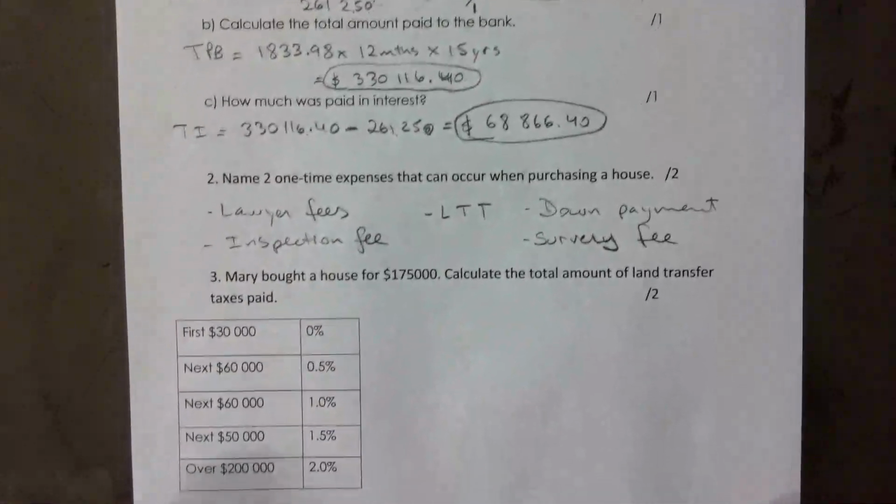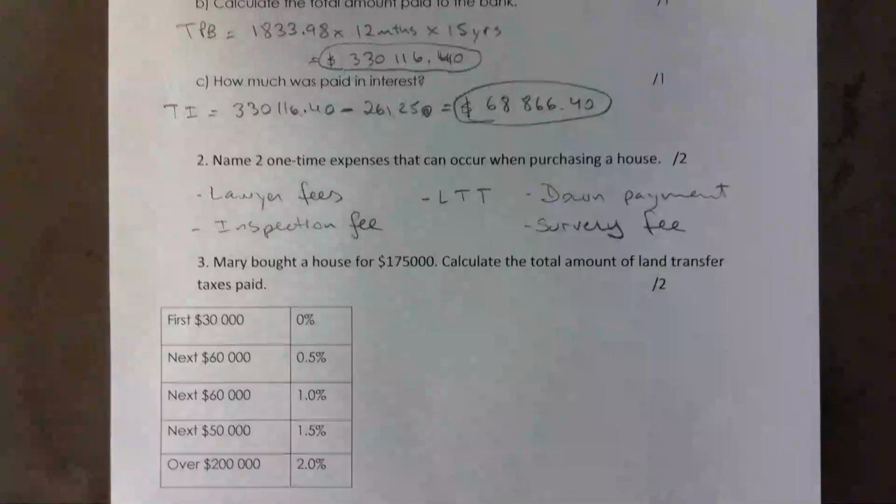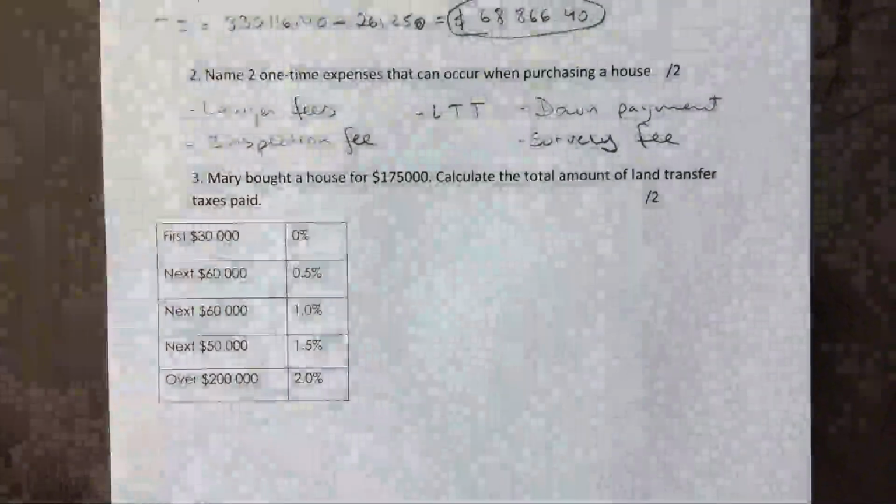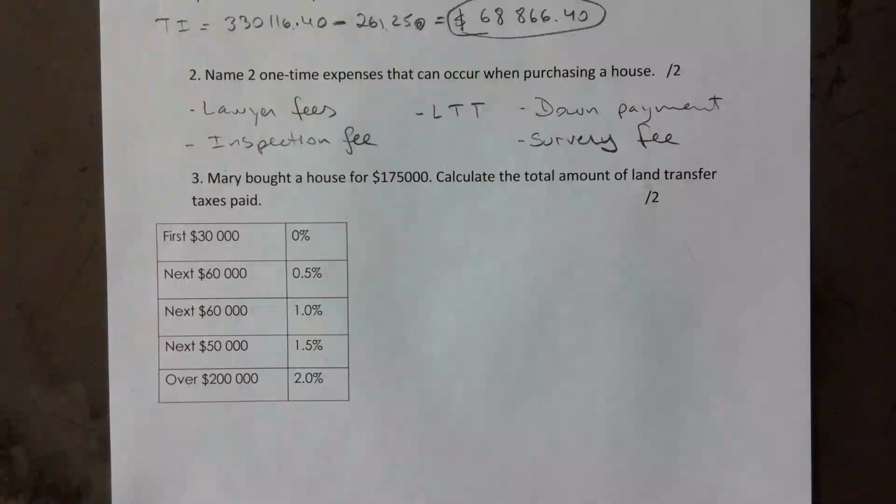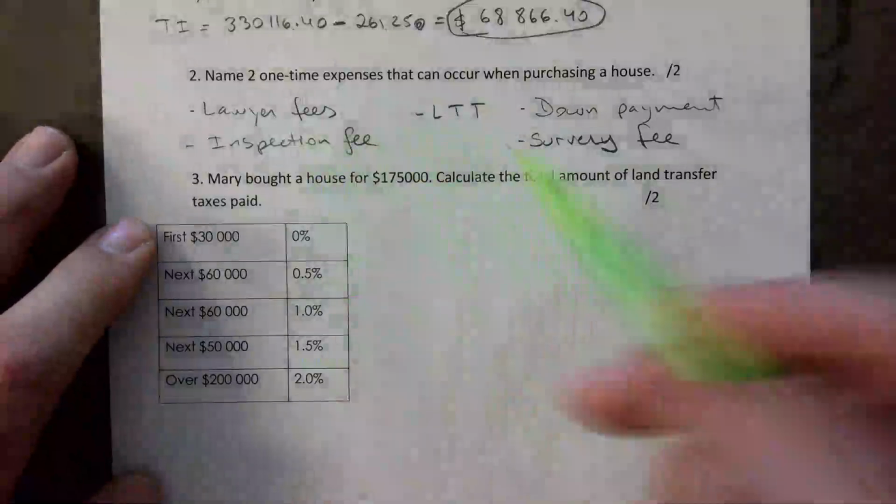All right. Next, insurance would not be a one-time. Okay, that's not a good one. Your hydro bill, not a good one. It's an ongoing thing. So it has to be one time. One mark for each, obviously.